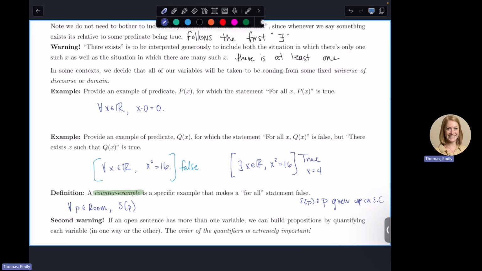What would we need to know to prove that this whole thing is false? I say for all people in this room, the people grew up in South Carolina. Someone didn't. Yeah, that someone didn't, right? Me. Eunice. You. Whoever else, right? It's enough to say that just one of us didn't. Our counterexample here to prove this false, let's go with me. I grew up in Tennessee.